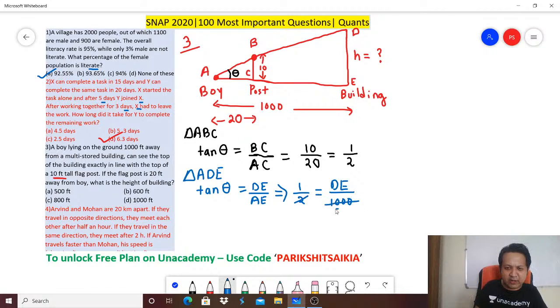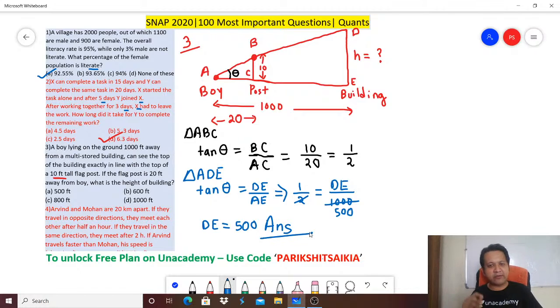Awesome. I think you already got the answer. You can do the maths and do the simplification. So DE comes out to be 500. That's the answer. Did you all get it?